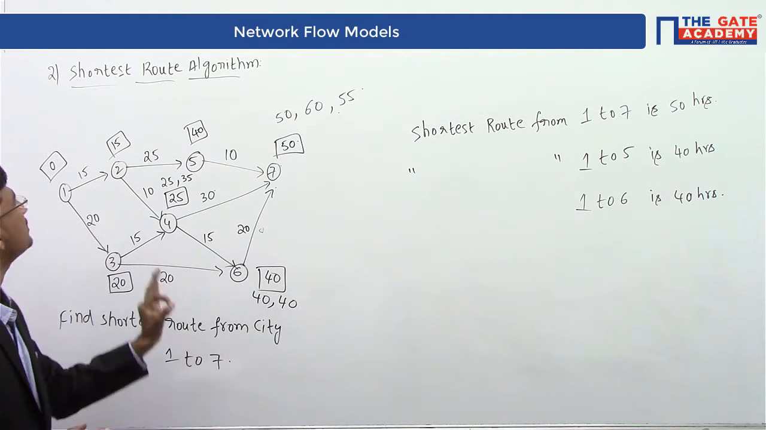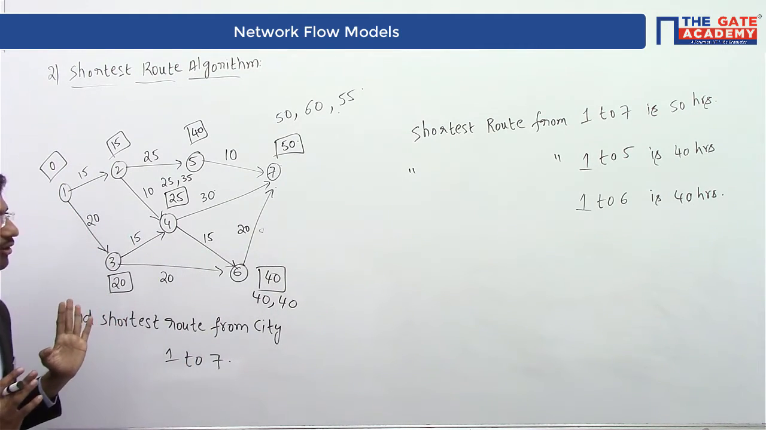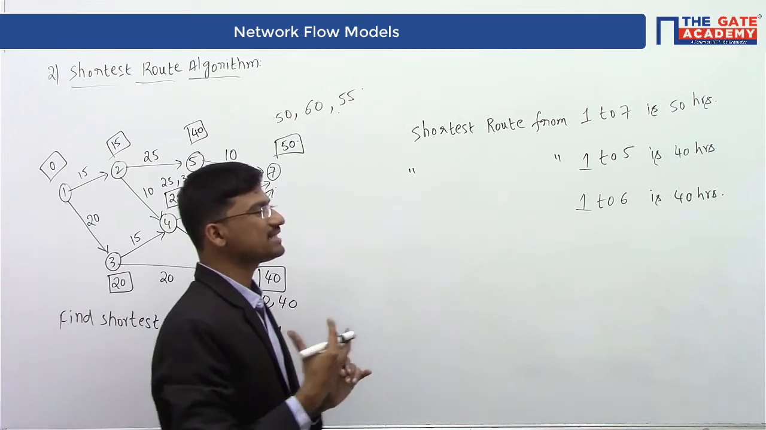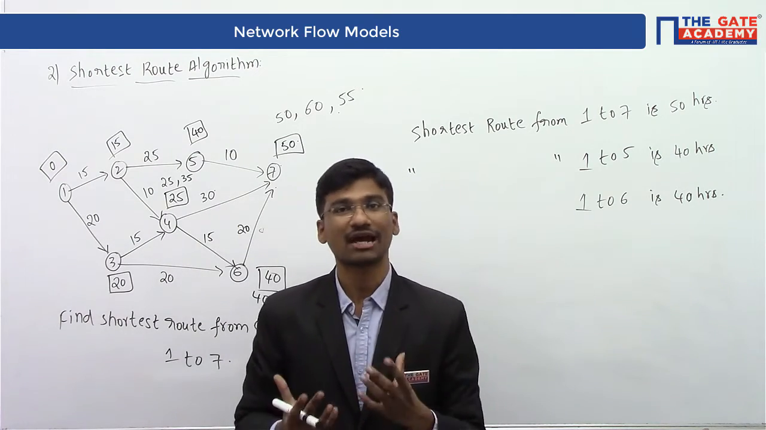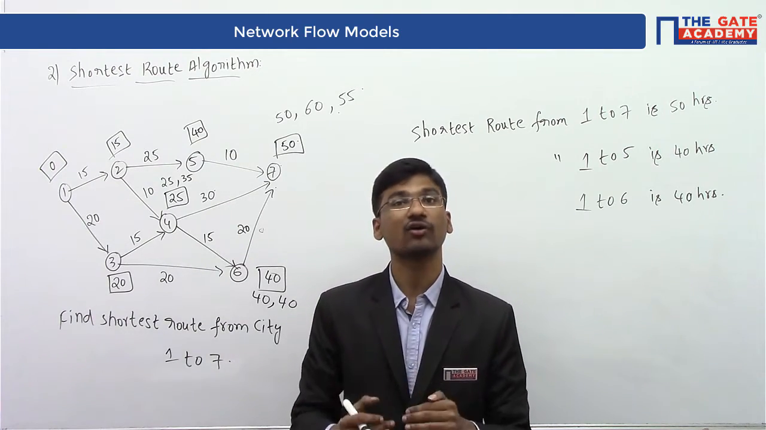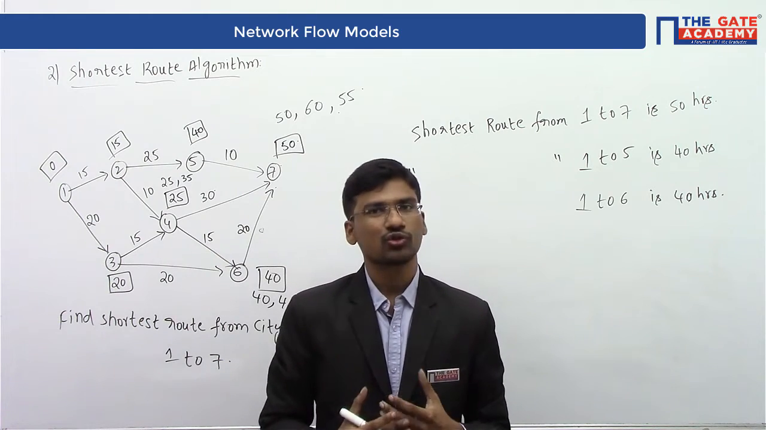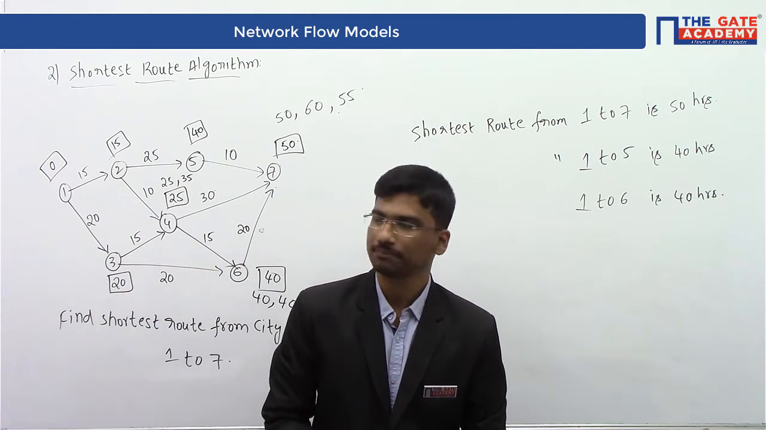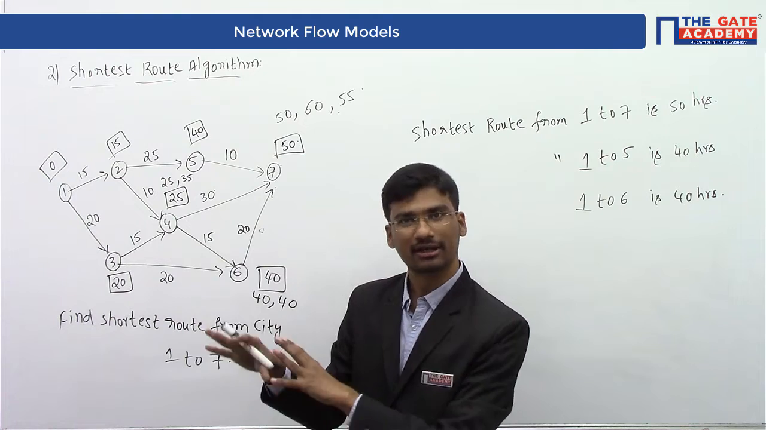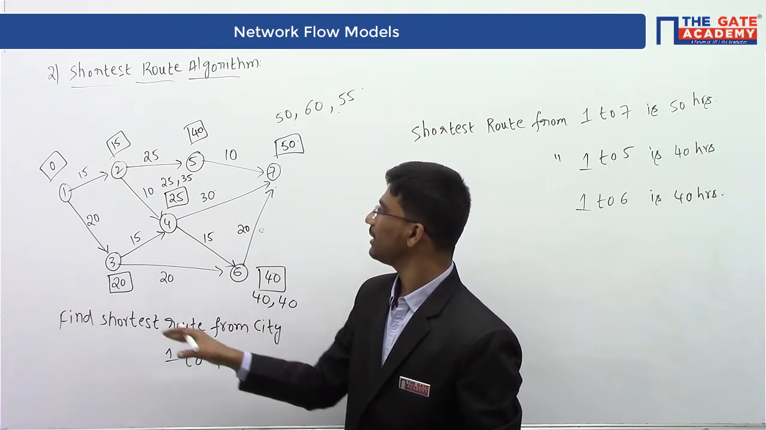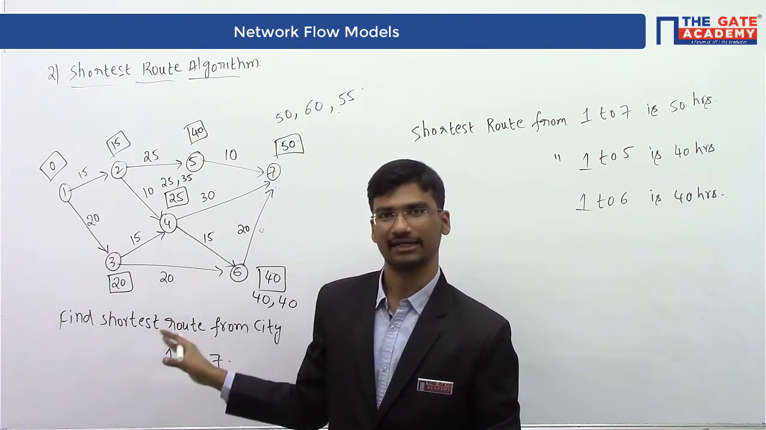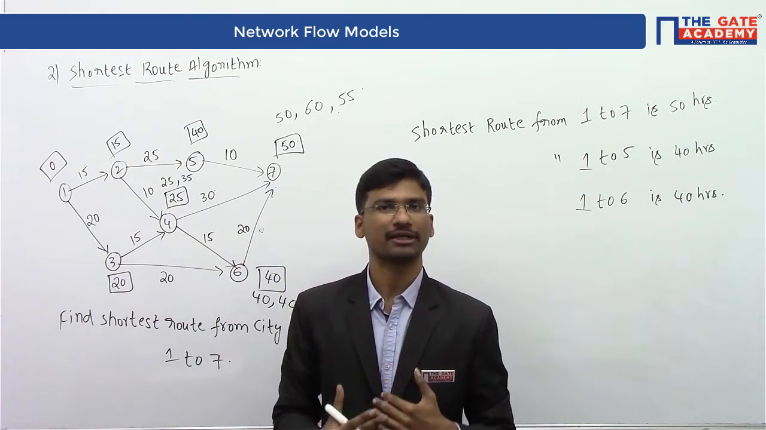Okay, so this is the shortest route algorithm, right? This is just a general example which I have taken to make you understand how this algorithm works. There is one GATE previous year question which is based on this particular algorithm. But these weights are not given directly. We will try to look at that particular question.